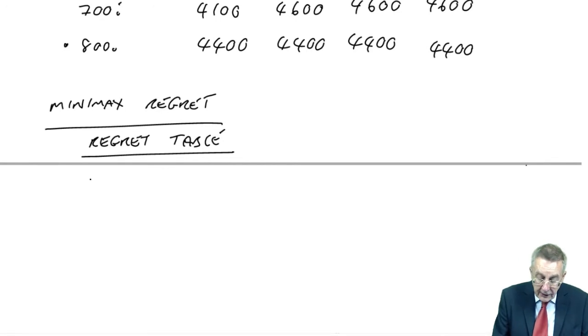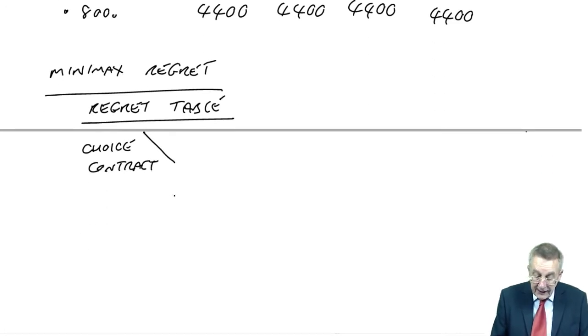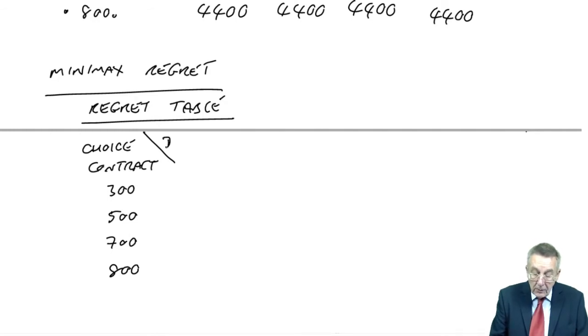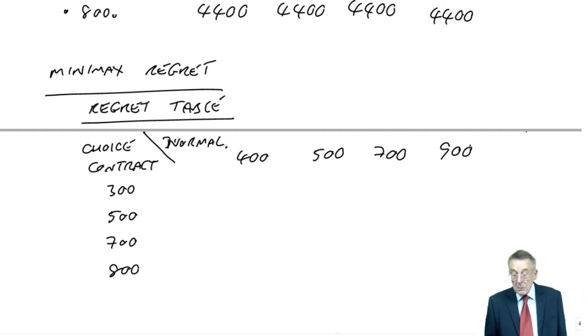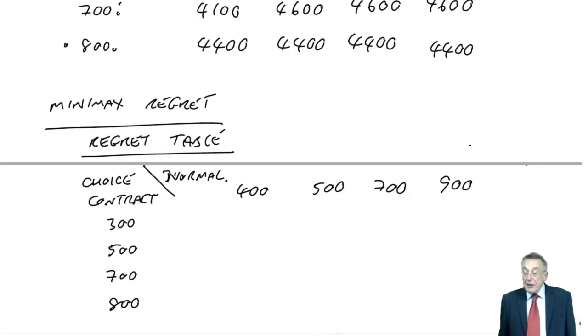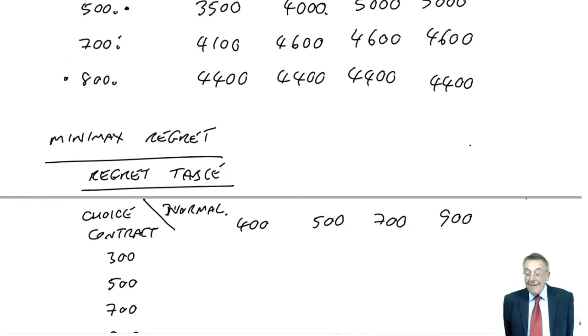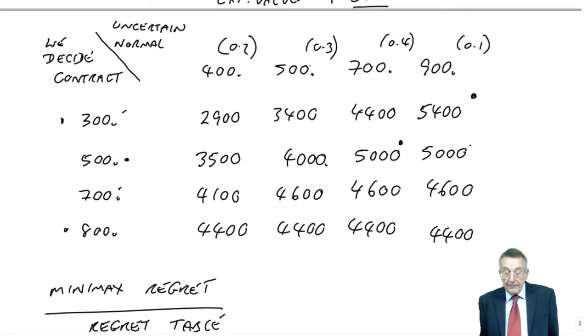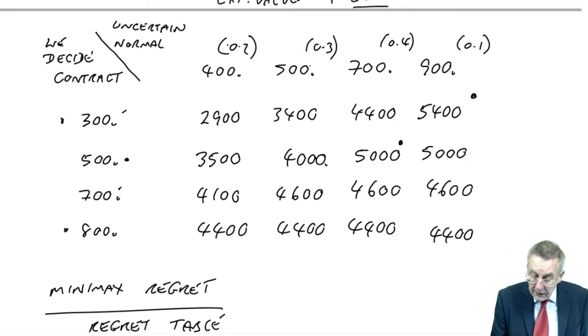So we set up the table again. The choice, remember, was the contract size, which was 3, 5, 7 and 8. The uncertain bit was the normal demand, which was 400, 500, 700 and 900. And what we do is this. Again, watch me very carefully. We're not sure what the normal demand is going to be. But we say, first of all, I don't need those probabilities anymore.